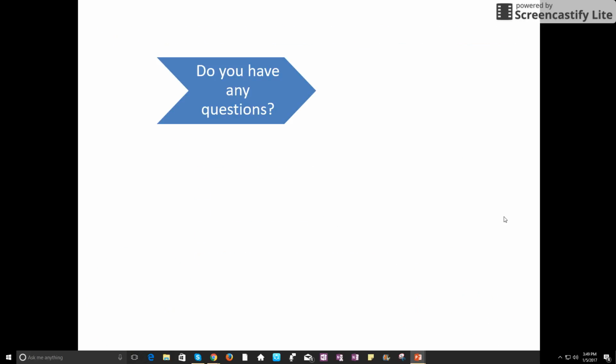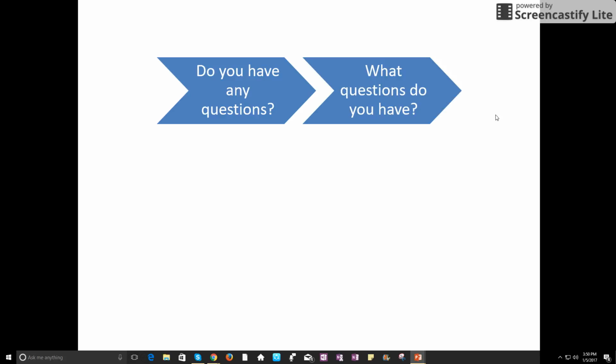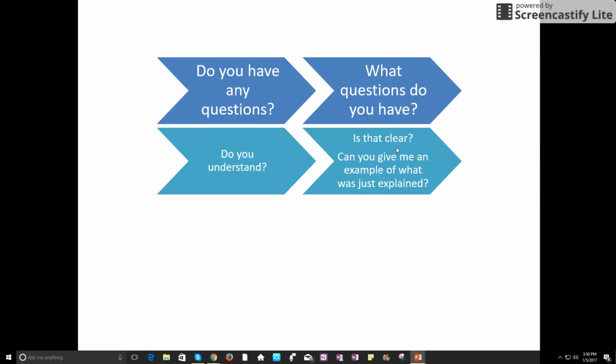So let's just summarize some of the ways we can improve our questioning in the classroom. Rather than asking, do you have any questions? Maybe we could encourage positivity, hoping that the student has questions by saying, what questions do you have? This has been a technique that has worked well for some students because it does encourage the students to ask questions. Rather than asking, do you understand? Of course, we could ask, is that clear? But maybe a better question could be, can you give me an example of what was just explained?